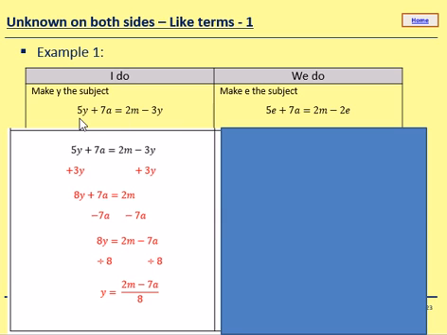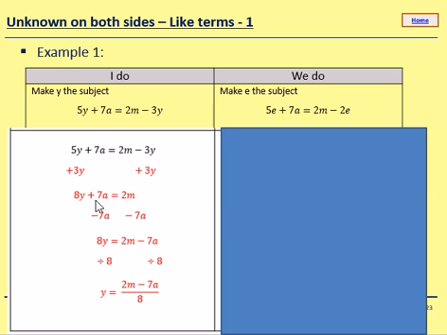You don't have to do this, it just makes it a little bit easier. You could take away 5y from both sides and get the y's onto this side, but that's just going to make things a little bit more complicated. So first step, I want to get rid of the negative 3y. So I'm going to add 3y to both sides. That's going to give me this line, 8y add 7a equals 2m.